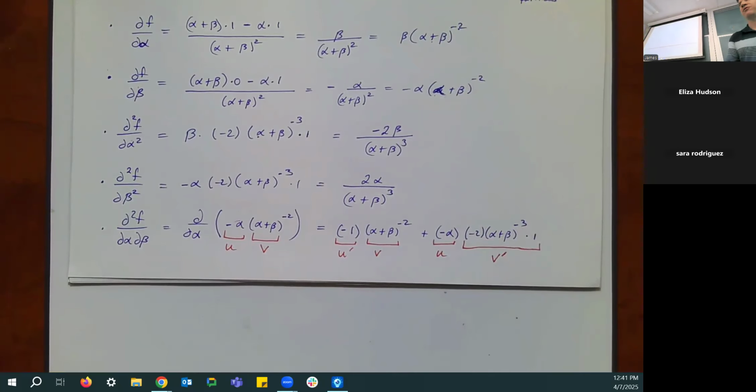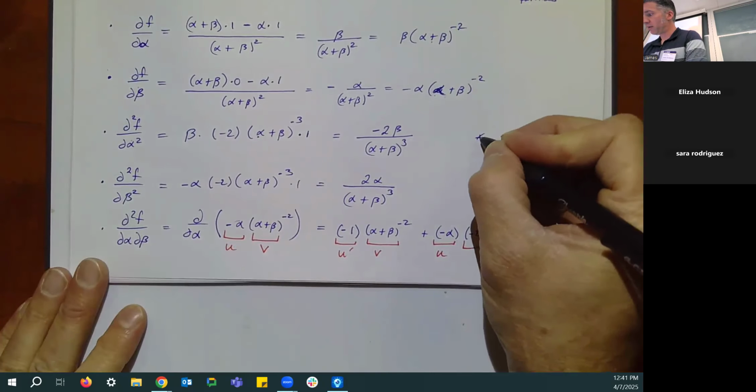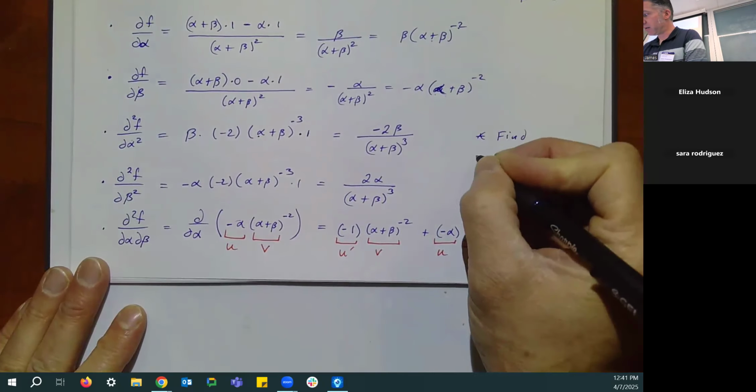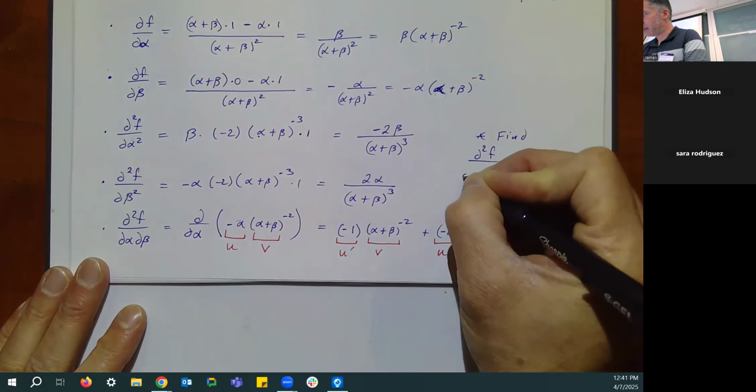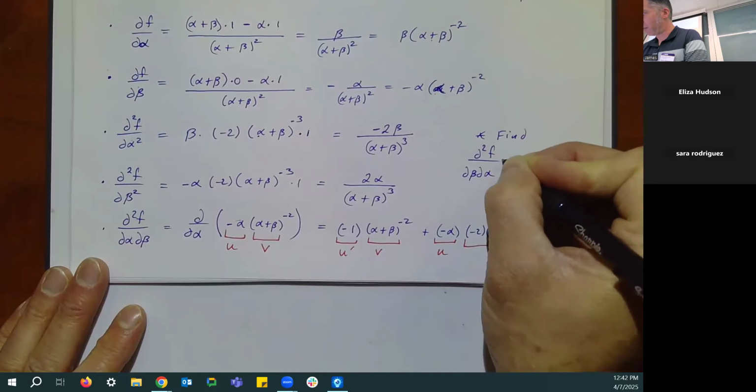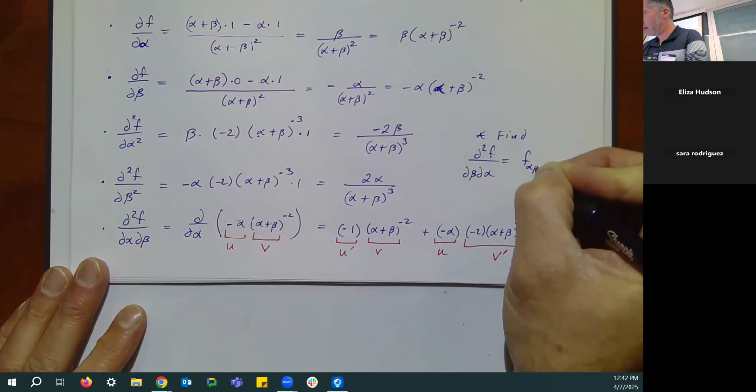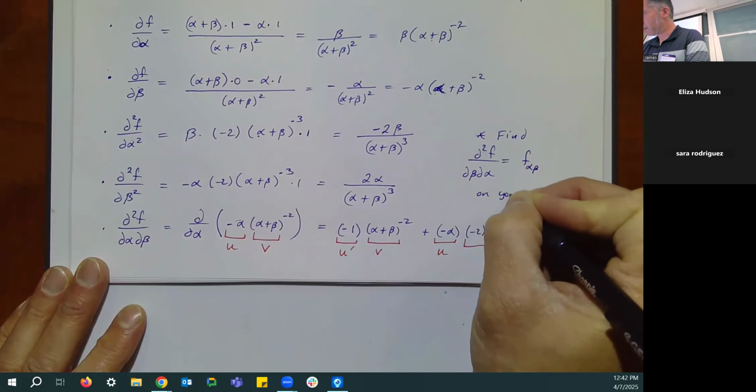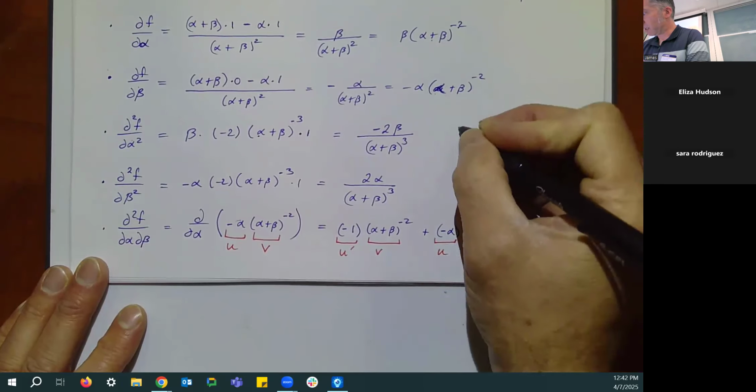As before, I would encourage you, when you have a chance, check that the other direction of this mixed partial is the same. So you should definitely, when you have a moment, find del squared f del beta del alpha, or if you prefer, f alpha beta on your own. And see if it matches.